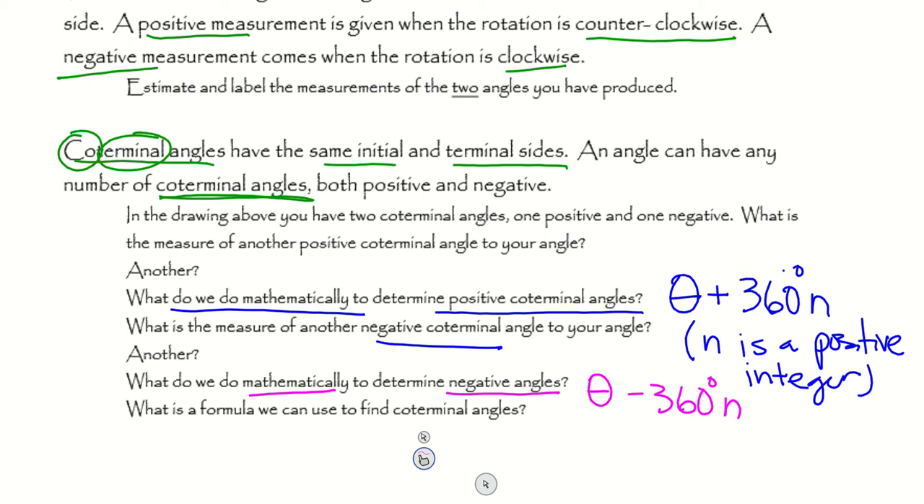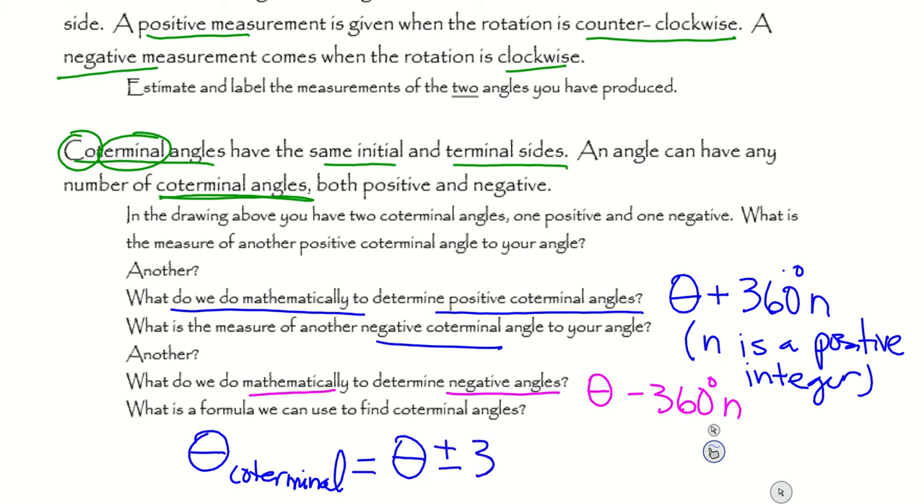So in general, a formula we can use to find coterminal angles, theta coterminal, is to start with the measurement of our angle, whether it's positive or negative, and to that either add or subtract any number of 360 degrees. Each angle we get from that result will be coterminal.